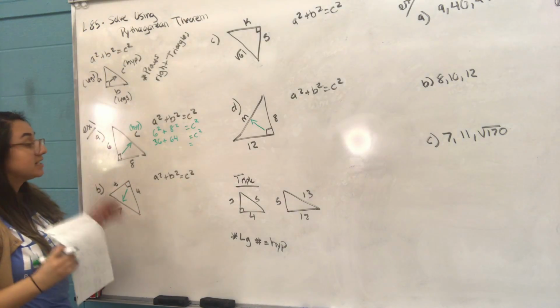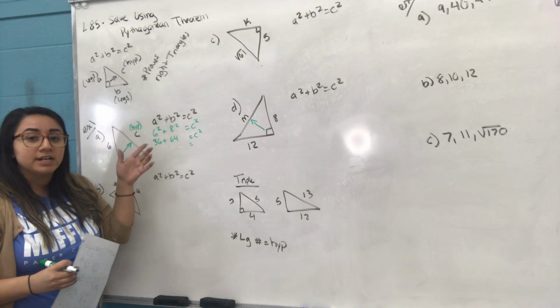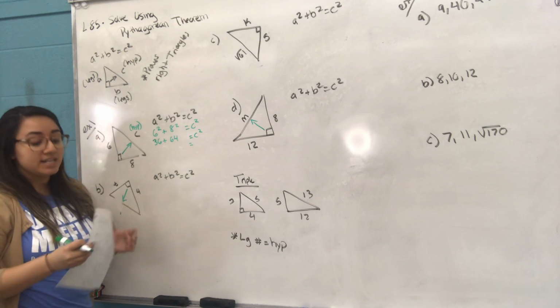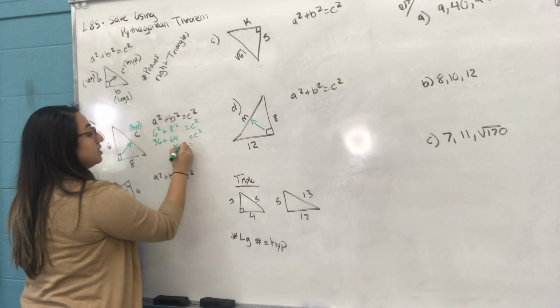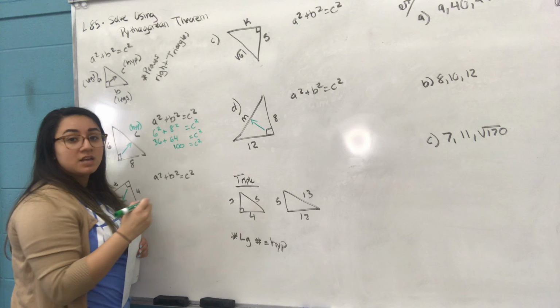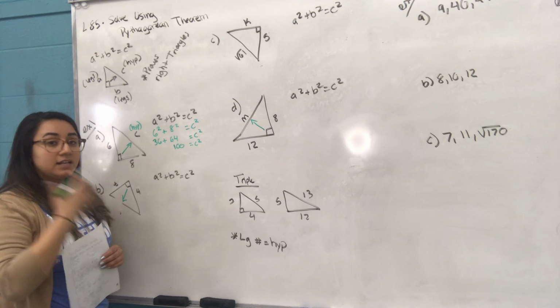I would say one of the biggest mistakes I see a lot, especially in upperclassmen, is they add the numbers and then they square it. I'm like, no, square first and then add. So now when you add these numbers together, you end up with 100 is equal to c squared. We need the c by itself. In this case, c is not by itself. If you leave it like that, it's wrong.